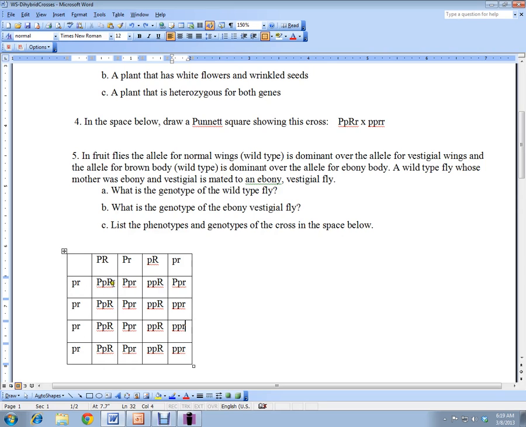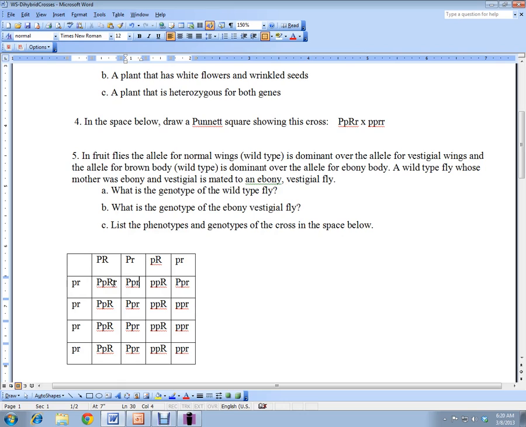And all of these are small, so we're going to bring those over. And we will have filled in our Punnett square. And that's all that number 4 asks you to do. So there's our completed Punnett square.